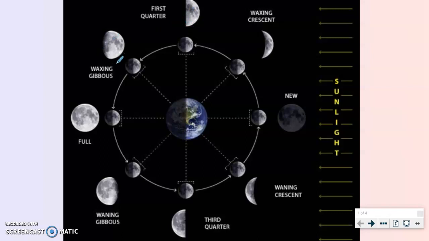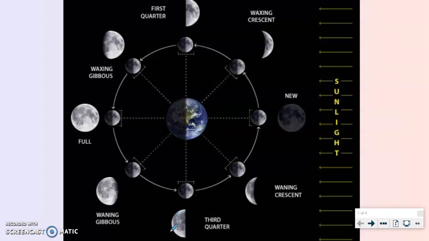And we go on to the waxing gibbous until we get to a full moon, where you see the entire lit side of the moon. And then we go into the waning phases. So waning means it's getting smaller. So if you notice that the right side is disappearing, then you know you're in the waning phase. Waning gibbous takes us to the third quarter.